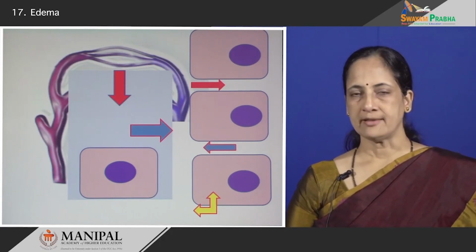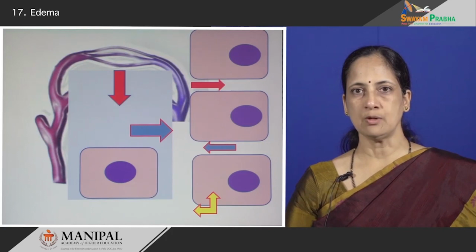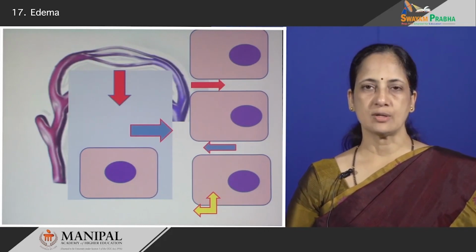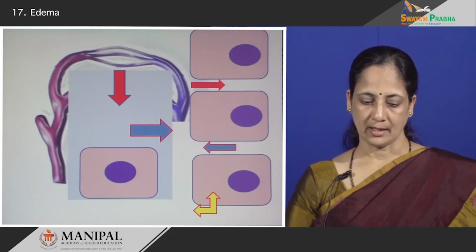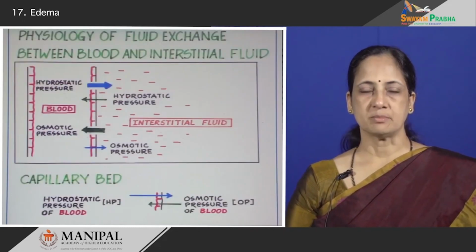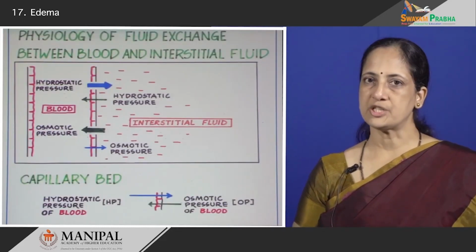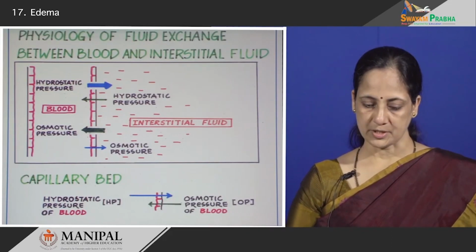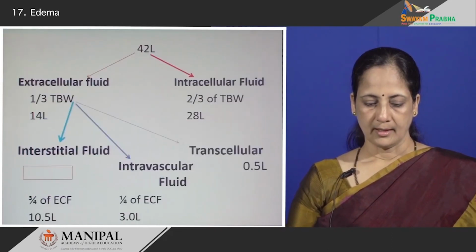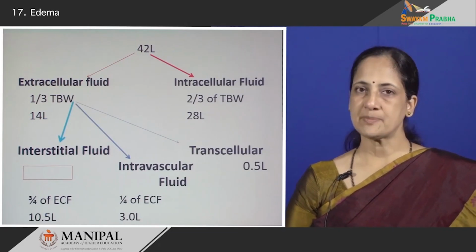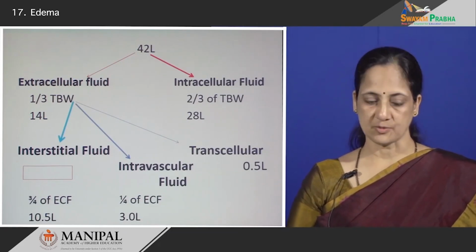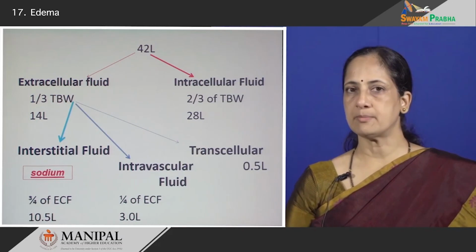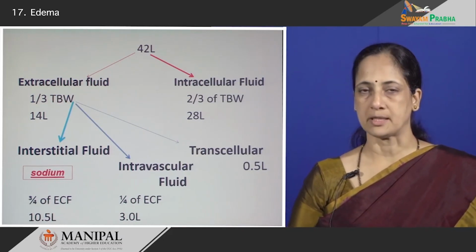This movement of fluid in the various compartments is determined by two basic pressures. The fluid itself determines what is called the hydrostatic pressure. However, in each of these compartments, there are also solutes which are dissolved, which add to another pressure called the colloid osmotic pressure. In each of these compartments, there is a specific colloid which contributes to the colloid osmotic pressure. The interstitial compartment colloid osmotic pressure is determined by the dissolved sodium in the water in that compartment.